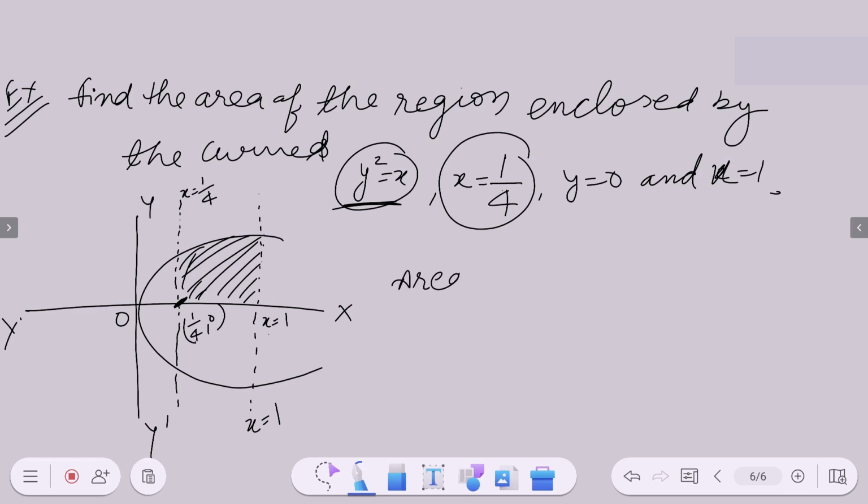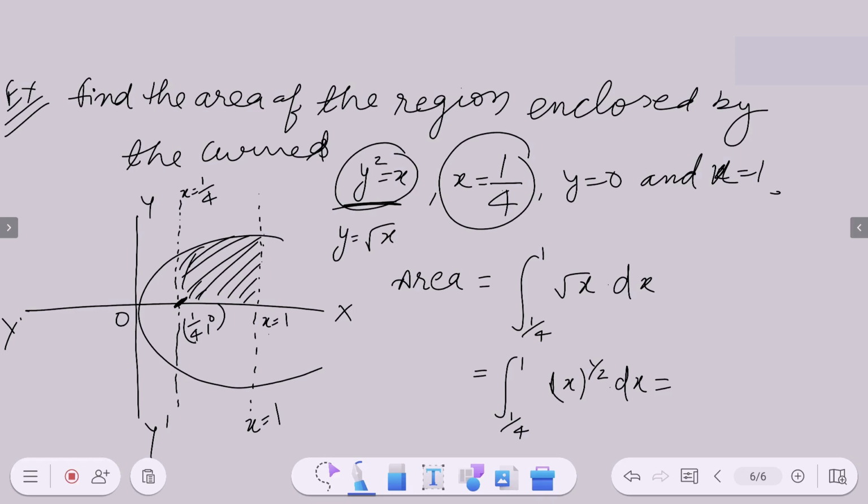So the area is equal to the integral from 1 by 4 to 1, and what is the value of y? y is equal to under root of x. So under root of x into dx, limits 1 by 4 to 1. Under root x means x raised to the power 1 by 2 into dx. And when you integrate it, what is the value? It is x raised to the power 3 by 2 upon 3 by 2.